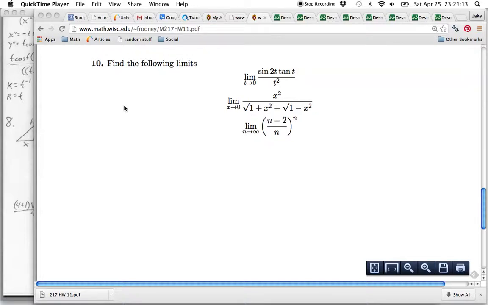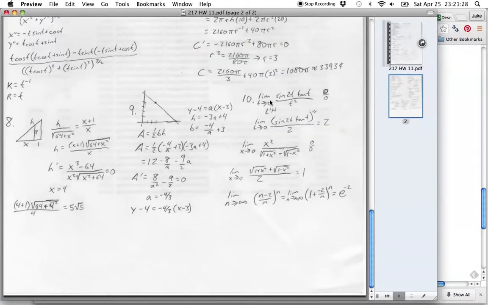Alright, for number 10 we have three limits that we're supposed to compute. They all function a little bit differently. I'm not going to go into great detail about the mechanics of it, but we'll talk about it conceptually. So the first one here, we notice that when we plug 0 in, we get a 0 over 0 situation.